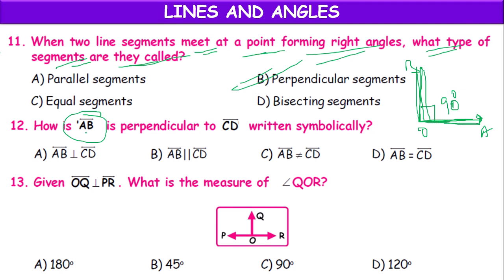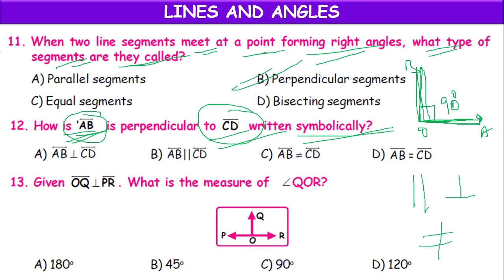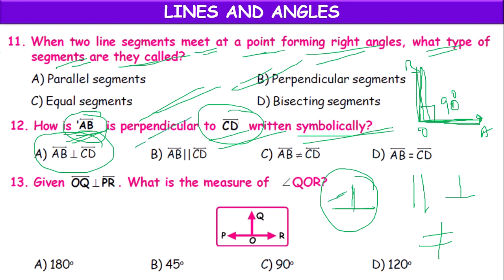How is AB perpendicular to CD written symbolically? This is the parallel symbol, this is the perpendicular symbol, this is the not equal to symbol. So perpendicular means option A, one vertical line and one horizontal line combination, which denotes the perpendicular symbol. So AB is perpendicular to CD. Option A is correct.